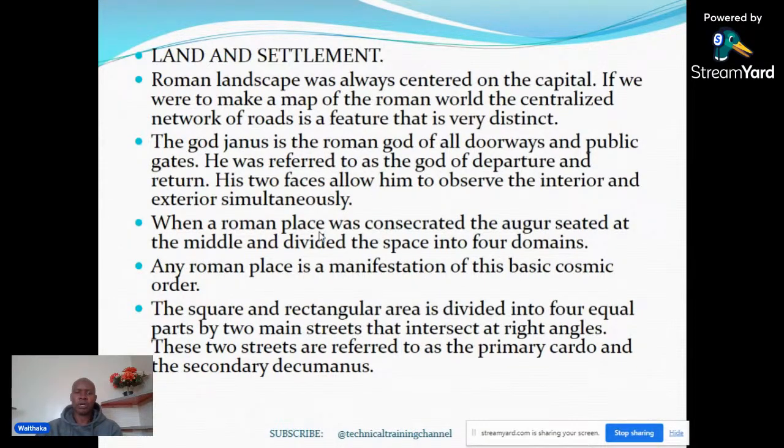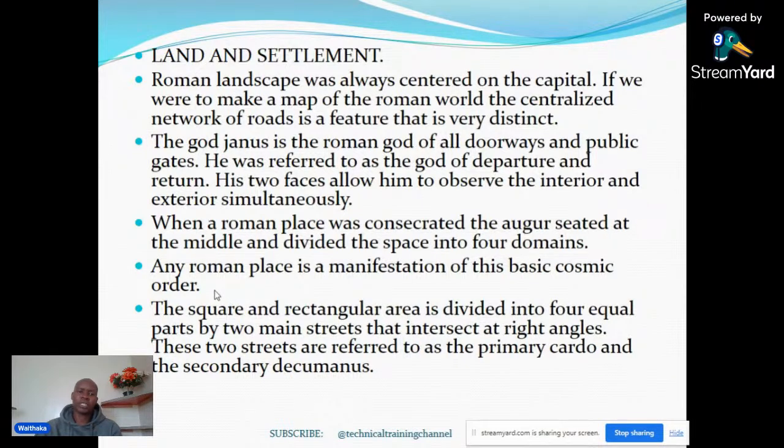We are also saying that when a Roman priest was consecrated, the augur or the consecrator sat at the middle and divided the space into four domains. Remember, we talked of the characteristic of the Roman architecture, the axis aspect, and it's the same thing that we are seeing here. And we can see where the axis within the architecture is coming from, because when an augur is consecrating a space, they would sit at the middle and divide the space into four domains, just using an axis, the north, south, east, west axis, and that now was interpreted within the architectural order.